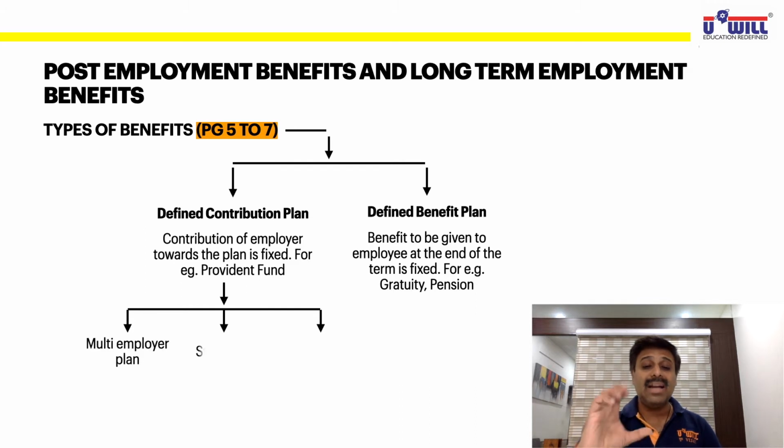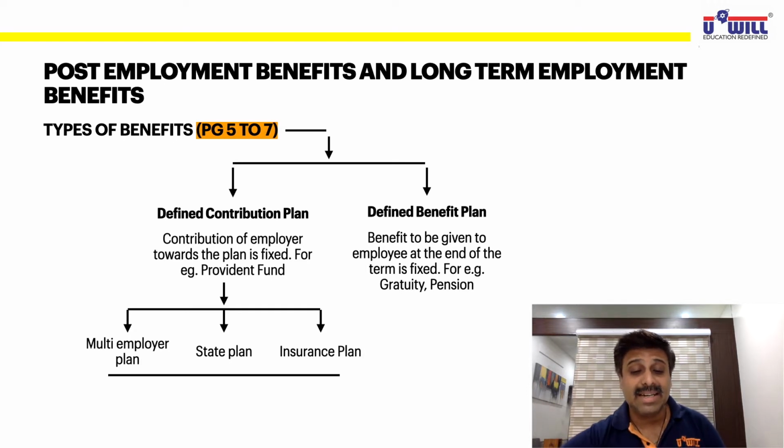One is multi-employer plan, second is state plan, and third is insurance plan. What are these 3 plans? We will see in detail in the next slide. What is multi-employer and state and insurance plan? We will see in detail in the next slide.